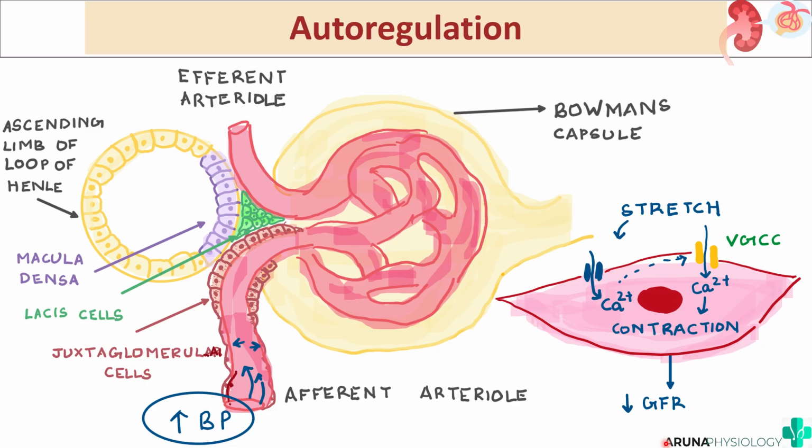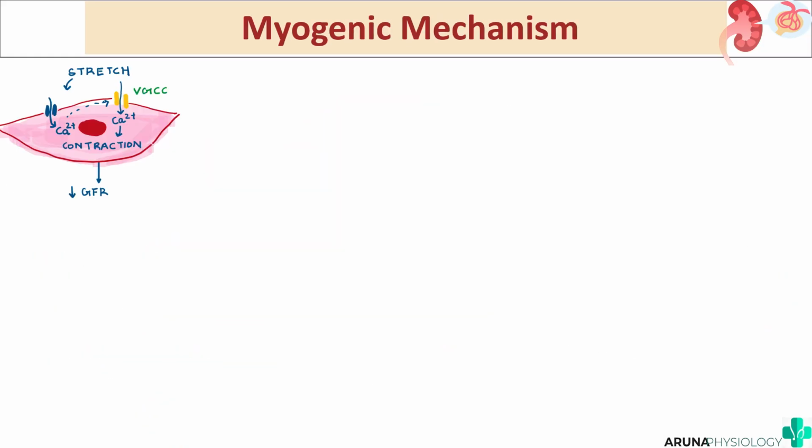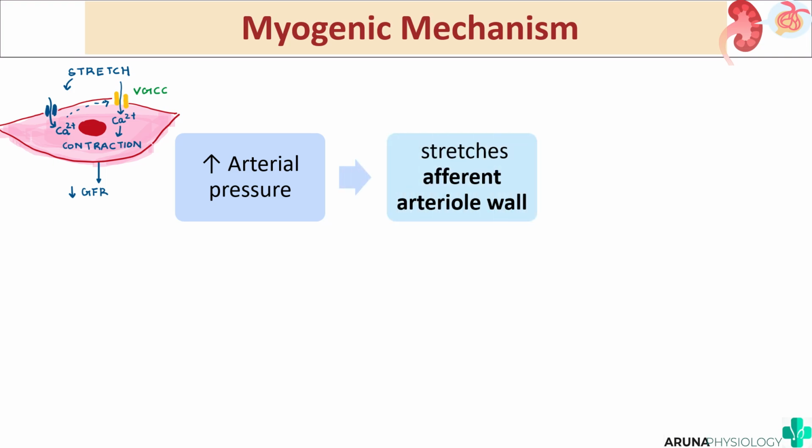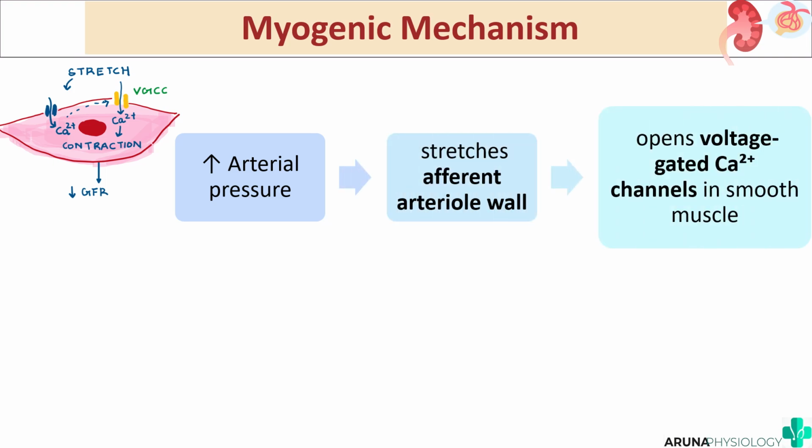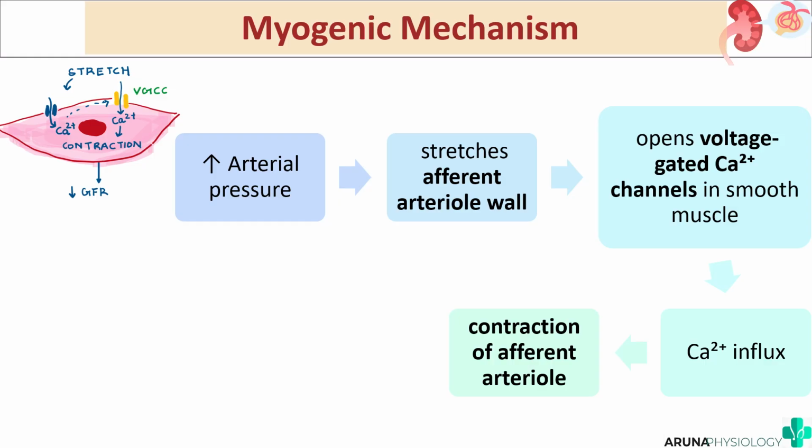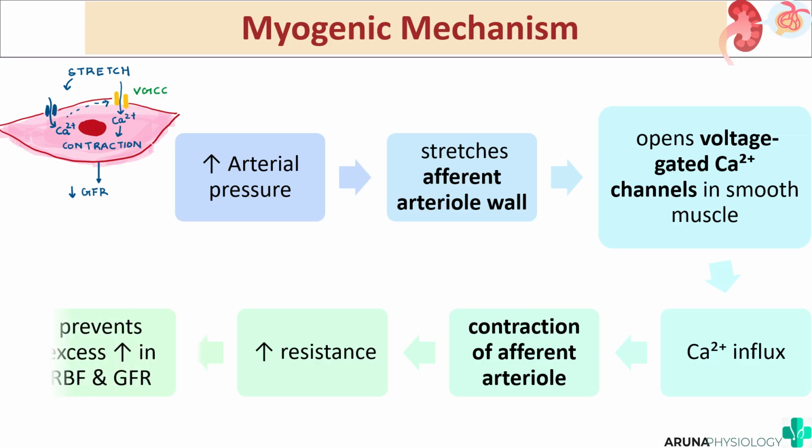Now the reverse happens if the BP falls. The stretch receptors will not be activated. There will not be any calcium, so arteriolar constriction will not be there. So the myogenic mechanism is, suppose there's an increase in arterial pressure, it will stretch the afferent arteriolar wall, which in turn will open the voltage-gated calcium channels in the smooth muscle, causing calcium influx and contraction of the afferent arterioles. So there will be increased resistance to the blood flow. Naturally the renal blood flow as well as the GFR will decrease. Okay, so that is the myogenic mechanism.